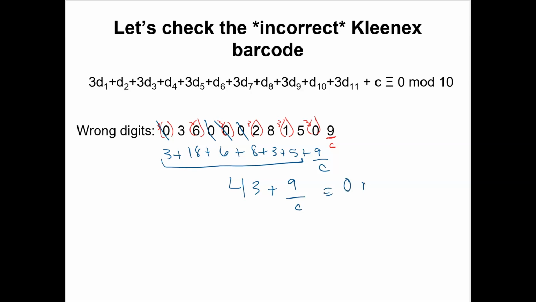Is that equivalent to 0 mod 10? That would give me 52. 52 is equivalent to 2 mod 10, right? Because that would be 50 plus 2. So this is incorrect.